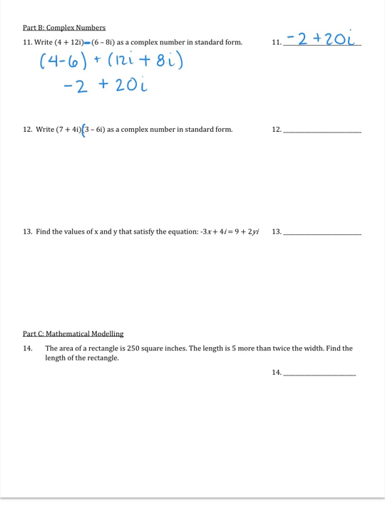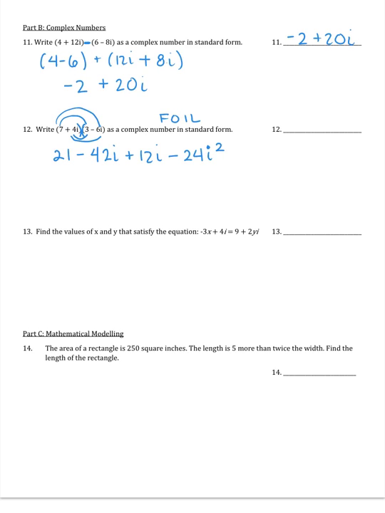Now if you see nothing in between but the 2 parentheses are butted together, you have to FOIL. So you want to make sure you do this carefully. So 7 times 3 is 21. 7 times a negative 6i is negative 42i. And then we do our inner. So that's going to be 4i times 3, which is 12i. And our last terms, 4i times negative 6i is a negative 24i squared.